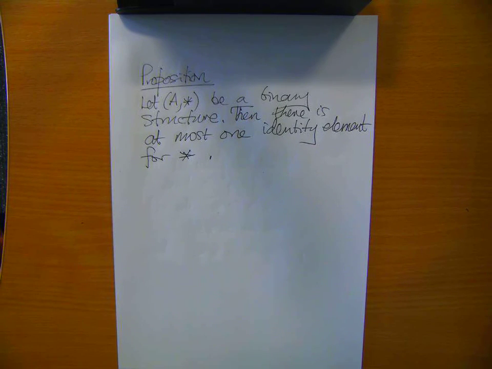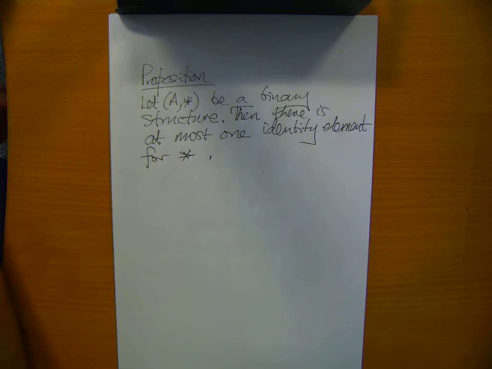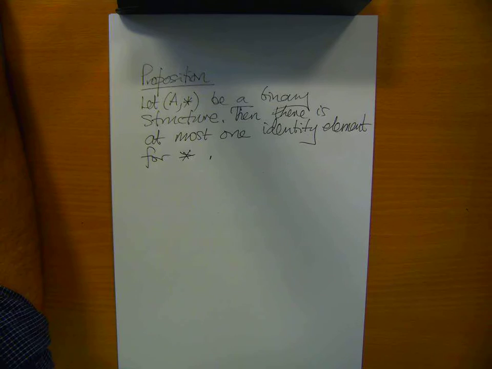Now, in fact, most of our examples do have an identity element. We did give one example of a binary structure for which there wasn't an identity element. Can anybody remember what that was? We didn't spend a lot of time on it, but we did mention one last week. Anybody remember what that was? It was slightly contrived, but not too weird.